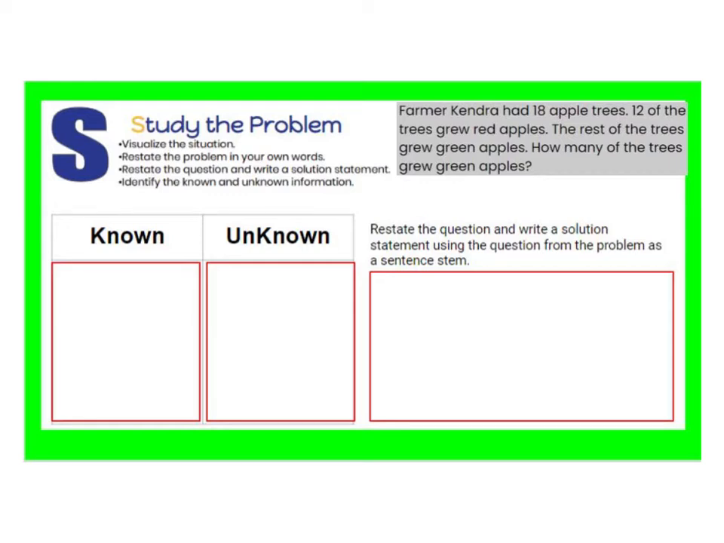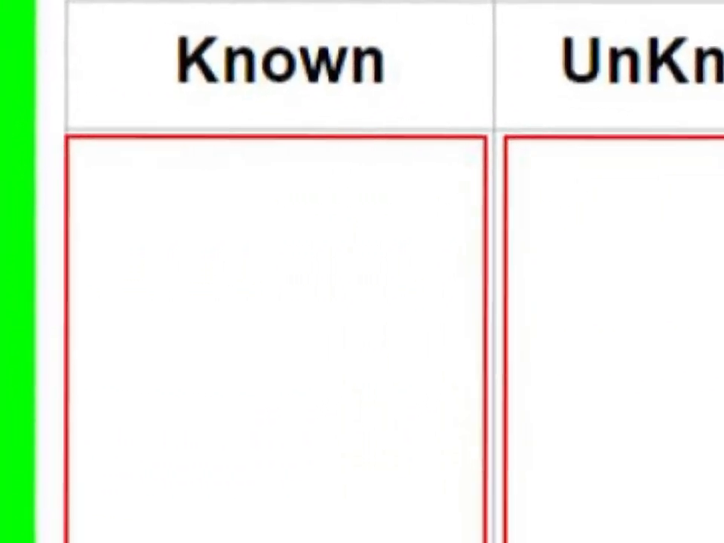So it says, Farmer Kendra had 18 apple trees. 12 of the trees grew red apples. The rest of the trees grew green apples. How many of the trees grew green apples? Okay, so there are a couple of things that we know, and a couple of things that we don't know. We're going to start with the things that we know. So I'm going to make this a little bit bigger.